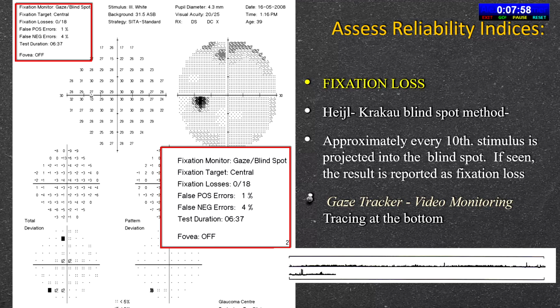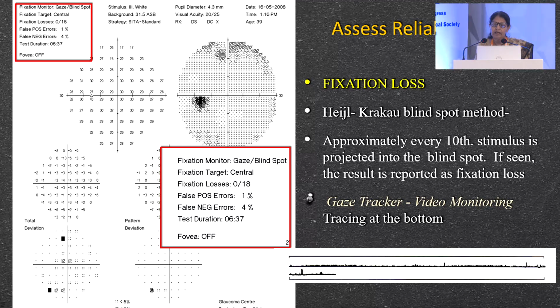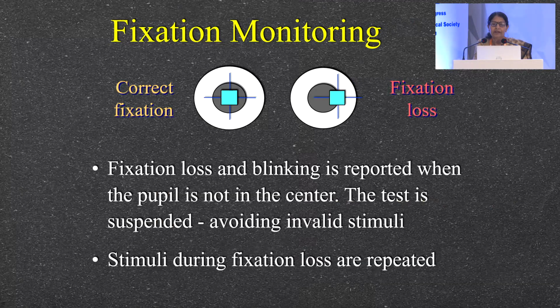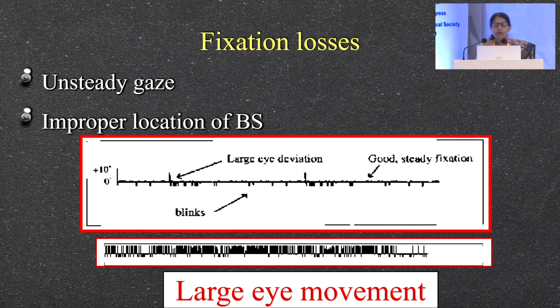So approximately every 10th stimulus is projected into the blind spot area, and if it is seen, it is considered a fixation loss. You can also use the gaze tracker video monitoring, which is at the bottom of the printout. The fixation monitoring is very good. If the cross is out of the pupil, then the machine stops on its own, and then again you center the patient and it continues. So unsteady gaze is also not a good performance.